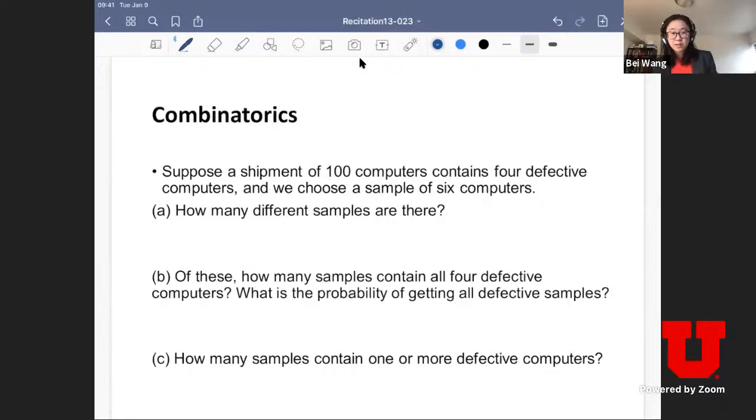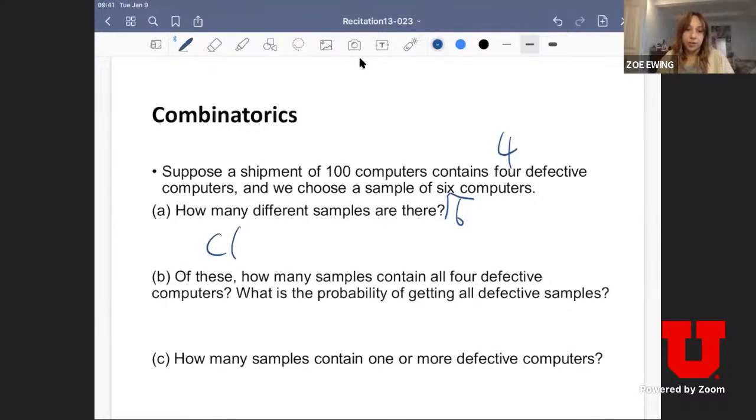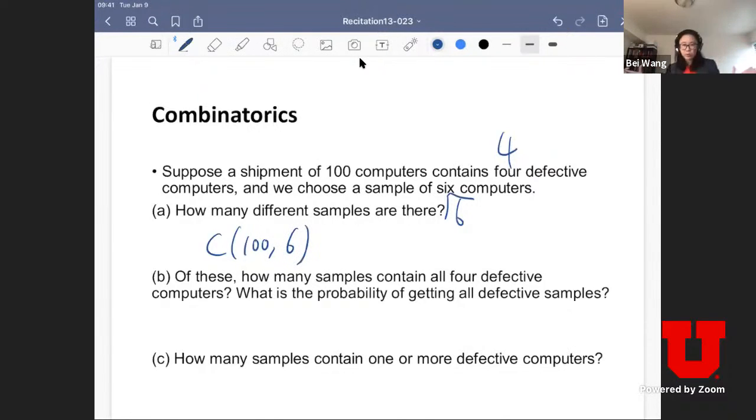So this is combinatorics, but also a probability question. Again, it has 3 parts. You have a shipment of 100 computers, and among them there are 4 defective ones. We're going to choose a sample of 6 computers. The first question is, how many different samples are there? You have 100 computers, and you're going to choose a sample of 6. So how many choices do we have? All right, in the chat, we've got 100 choose 6. Exactly. So the first problem is relatively easy.